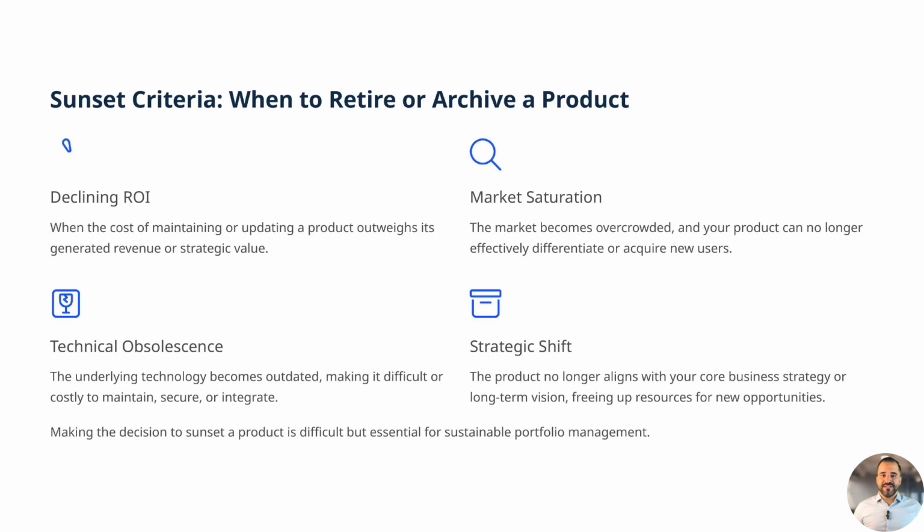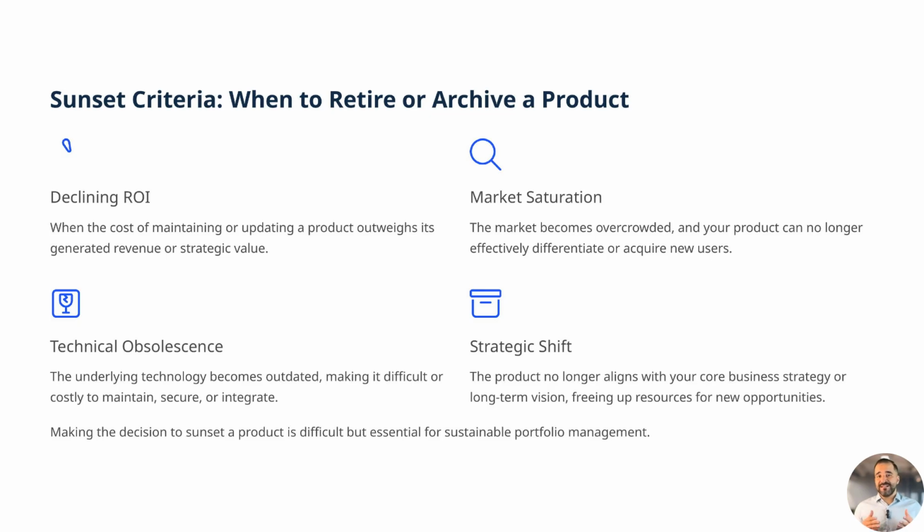Evaluating sunset criteria begins with monitoring return on investment. When the cost of sustaining a product, maintenance, support, infrastructure, consistently eclipses its revenue contribution, it's a clear signal to consider sunsetting. Next, gauge market saturation. If competitors offer similar solutions or substitute products proliferate, differentiation erodes and growth stalls, reducing long-term potential. Technical obsolescence also plays a critical role. Legacy code bases or unsupported platforms inflate development overhead and introduce security risks, diminishing the product's viability.